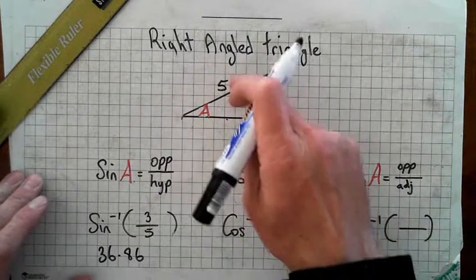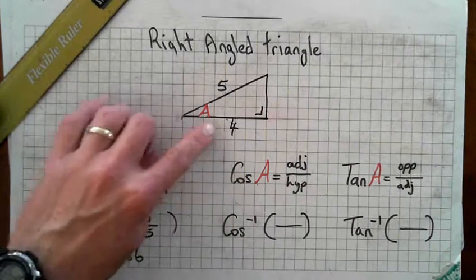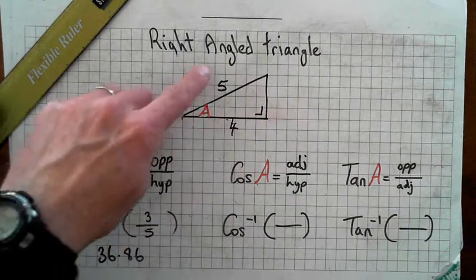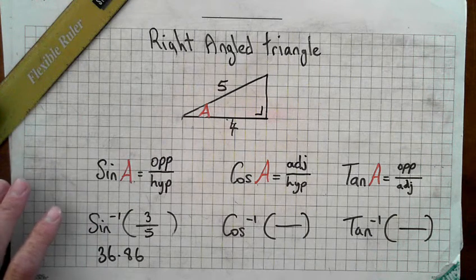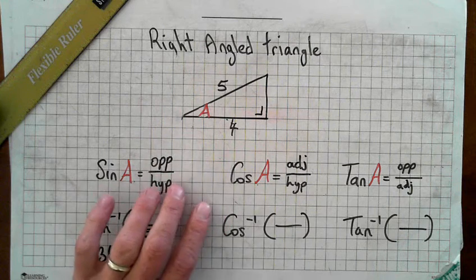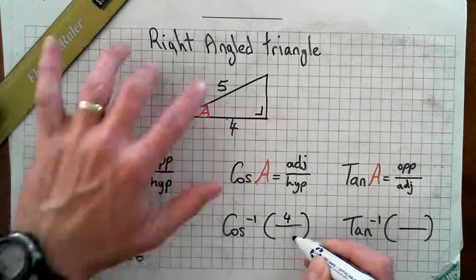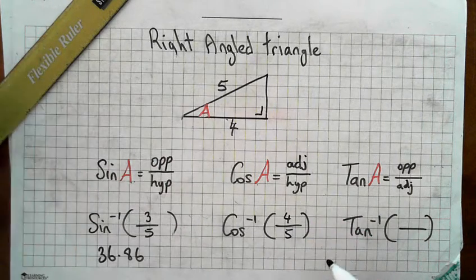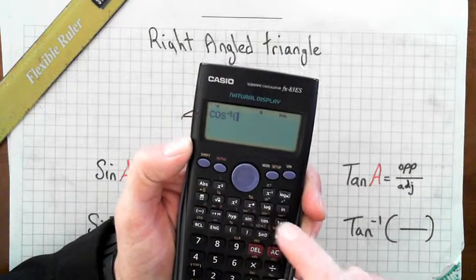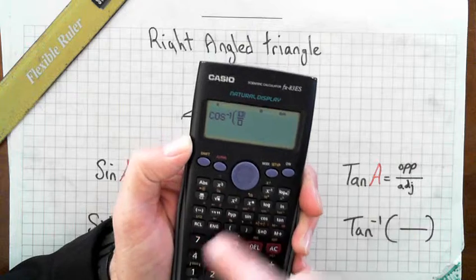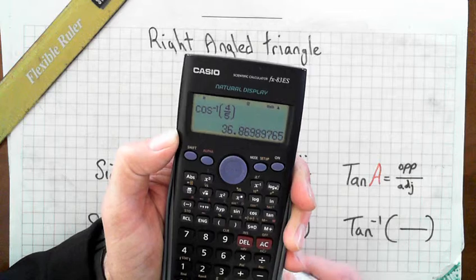Okay, so let's say you had... Alright, so that side is 4. We have the adjacent and the hypotenuse, and we want to find the angle. What formula do we use? Cos. We use the cos if we want to find the angle. And we have the adjacent and the hypotenuse. Adjacent goes on top, hypotenuse, which is 5, goes on the bottom. Same idea. You go shift, second function, cos, and then fraction 4/5 bracket. Same. 36.86.